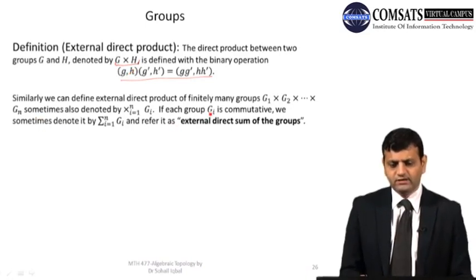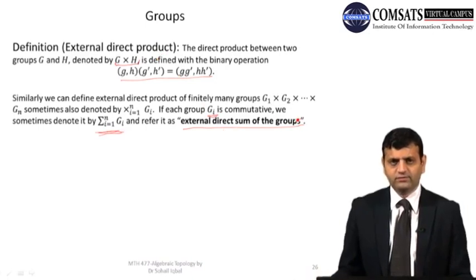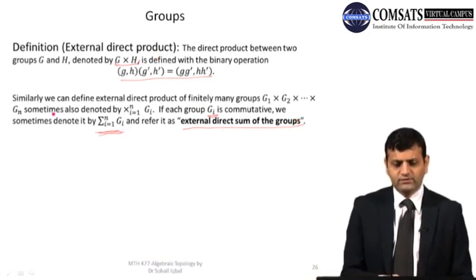But if these groups Gi are commutative groups, then sometimes we denote this external direct product as the external direct sum of the groups. So this is the only difference between the general term of external direct product and external direct sum of the groups. Of course, we can calculate many examples. So let's consider an example.